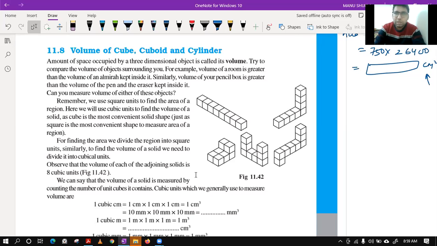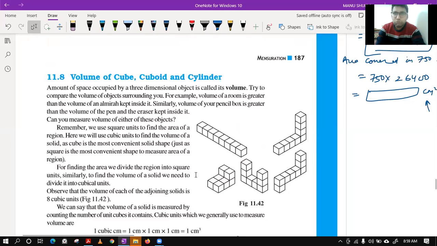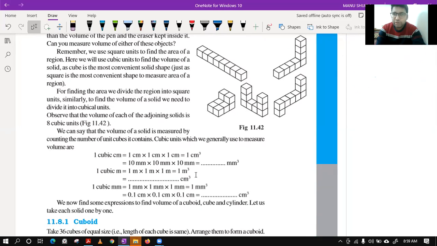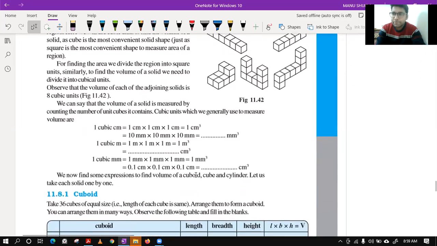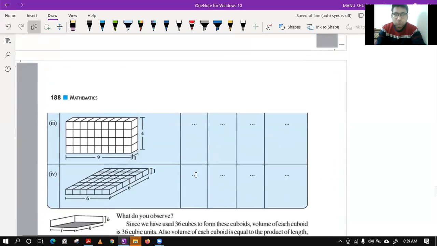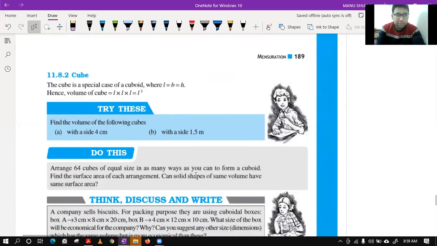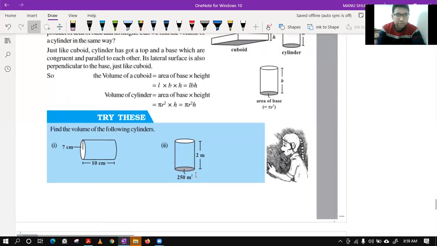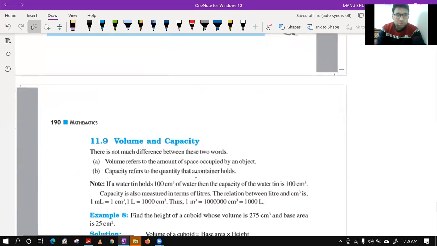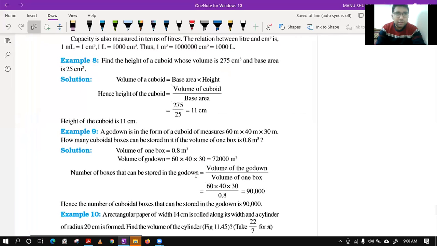Now the next topic is volume of cube, cuboid and cylinder, that luckily we have done already. So class, we have already seen the concept of volume, and we have already seen the formulas of volume. So I think we can directly start with the examples. We have seen all of this volume and capacity. Okay. Example number 8, let's see.